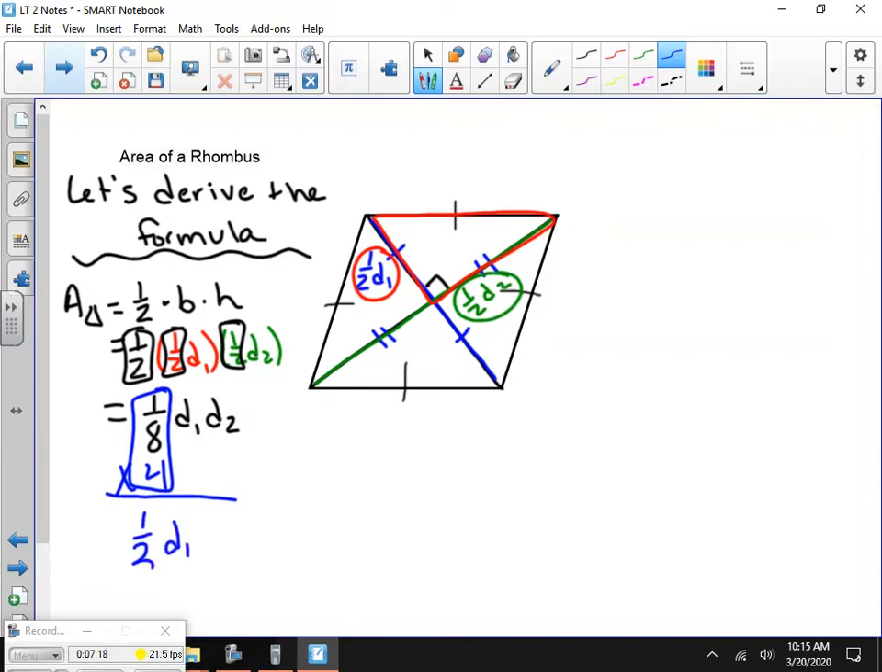I use RH to denote rhombus. So this is the formula that you're going to use. I did that because I want you to understand why we use diagonal 1 and diagonal 2 in the formula. It comes from the triangles within the rhombus.